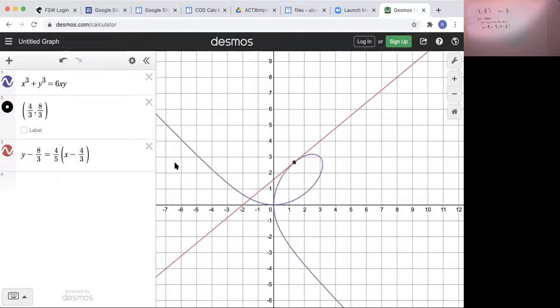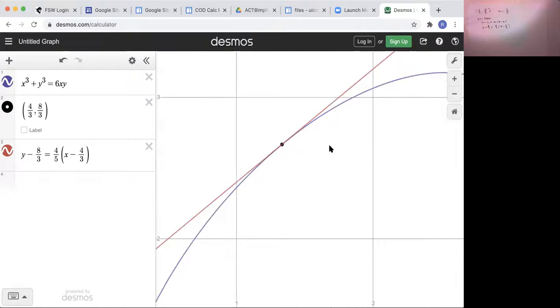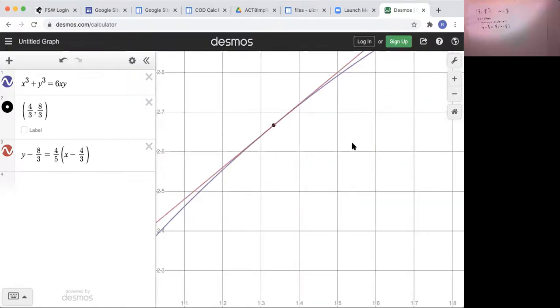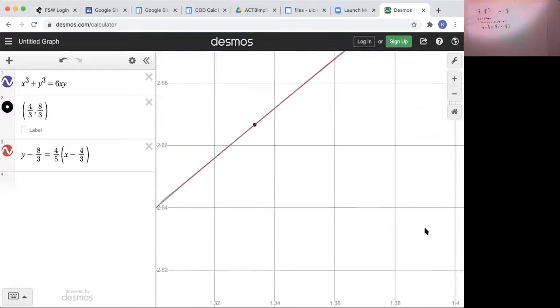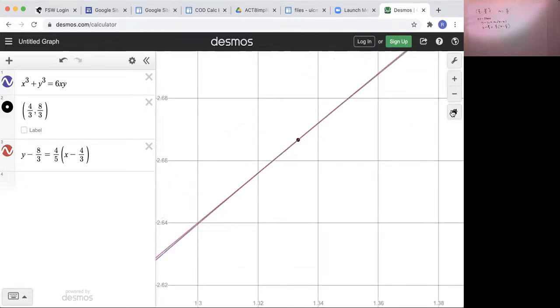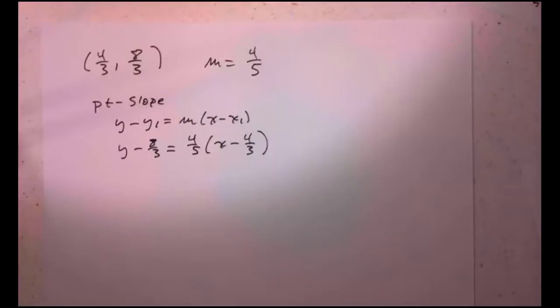Of course, we could zoom in on it. And if we get close enough, the red line and the purple graph should be basically the same. And as we're zooming in, I think that's pretty good evidence that the red line and the purple line are basically the same. So indeed, we have successfully found the equation of the tangent line. What's our process again? We had to go ahead and find dy/dx. That required a lot of analysis using implicit derivatives with functions of y and using the product rule as well. And then plugging in those values once we did it.